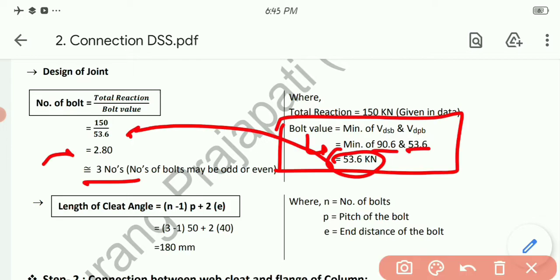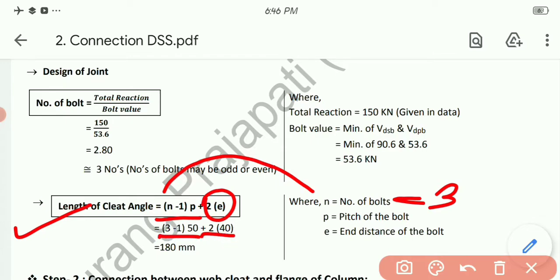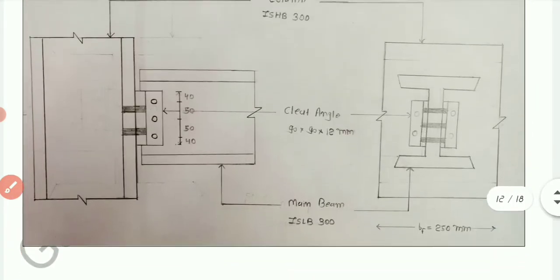And let's calculate the length of the cleat angle as well, that is (n minus 1) multiplied by p plus 2 times end distance. N stands for the number of bolts, that is 3. So 3 minus 1, p is already 50, 2 times end distance, that is 40. So we'll get the answer 180 mm. Let's see it in the sketch, just a minute. See this one.